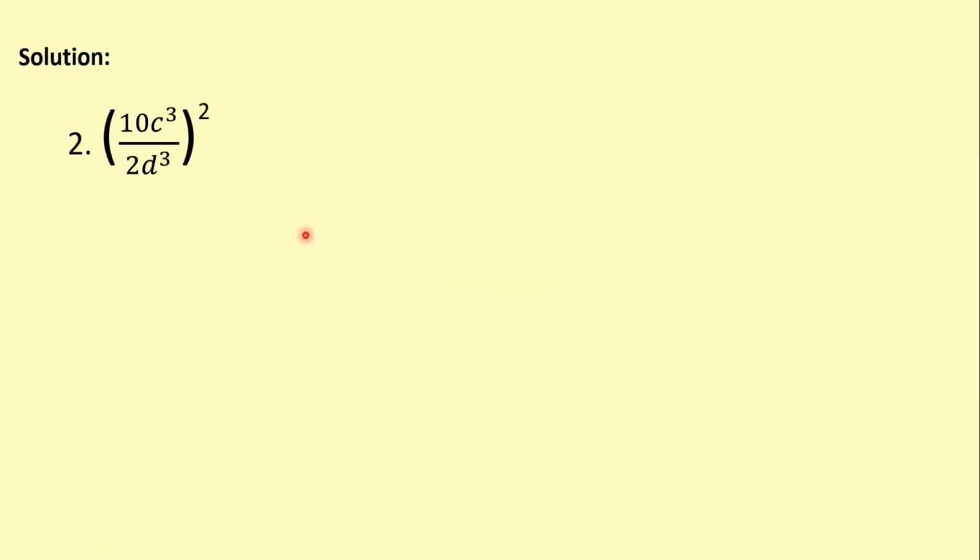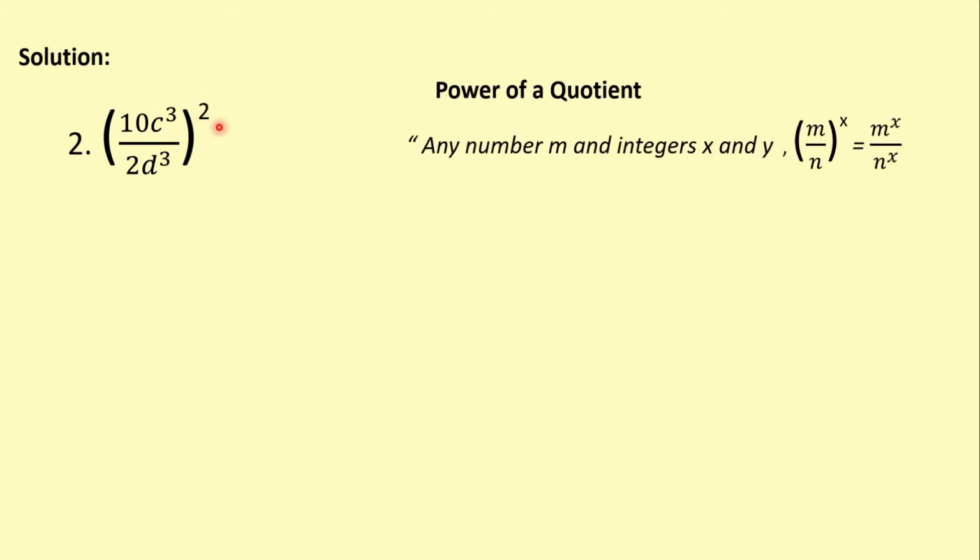For number 2, 10c cubed over 2d cubed, all to the power of 2. So, yung quotient nito, na-raise natin to the power of 2. So, gagamit tayo dito ng power of the quotient rule. Ito naman yung sinasabi ng power of the quotient rule. Any number m and integers x and y, m over n raised to the power of x is equal to m to the power of x over n to the power of x.